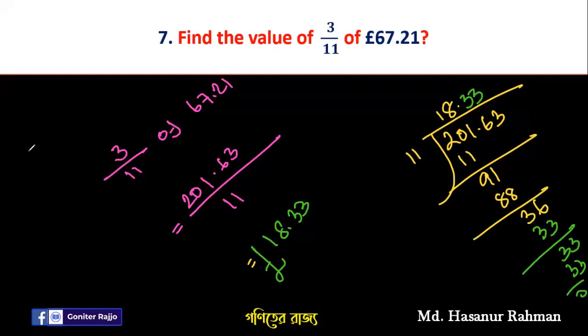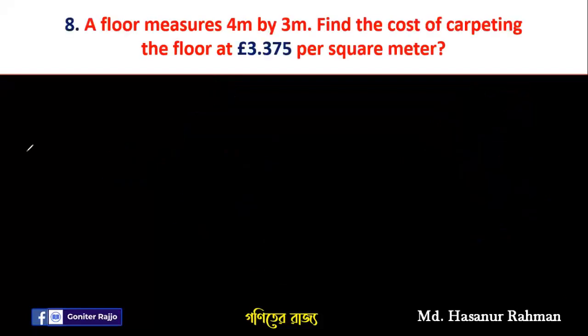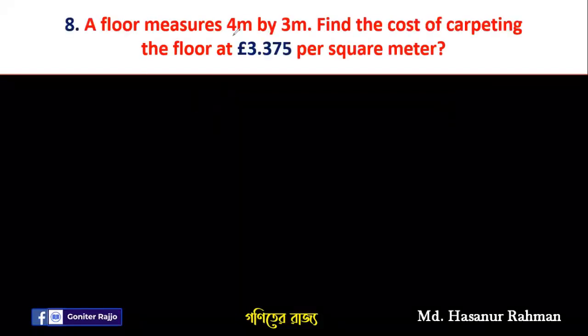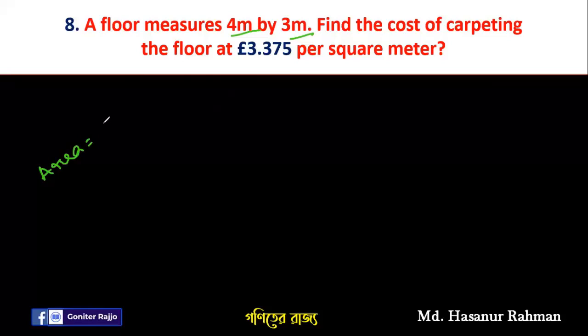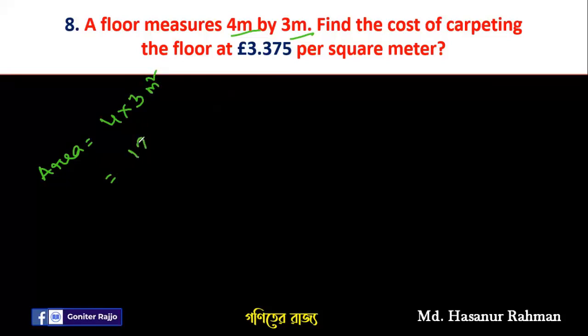Now number 8. Number 8 says a floor measures 4 meter by 3 meter. Find the cost of carpeting the floor at 3.375 pound per square meter. So here the measurement is given. So what will be the area of this floor? The area of this floor will be 4 multiplied by 3 meters square, that will be 12 square meter.